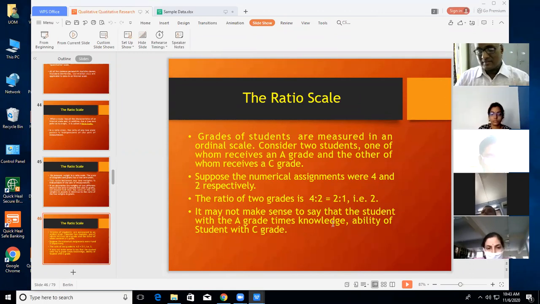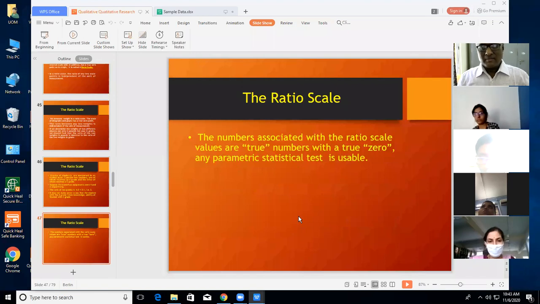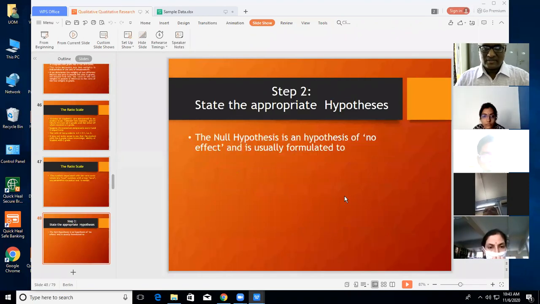Suppose a student with a 2 grade and a student with a 4 grade. Can you say that a student with a 4 grade is twice that of a student with a 2 grade? It may not make sense to say that the knowledge ability of an A grade student is twice that of a C grade student, if you multiply that. The numbers associated with the ratio scale values are true numbers with a zero. We have just seen the weights and the marks scored by the students.